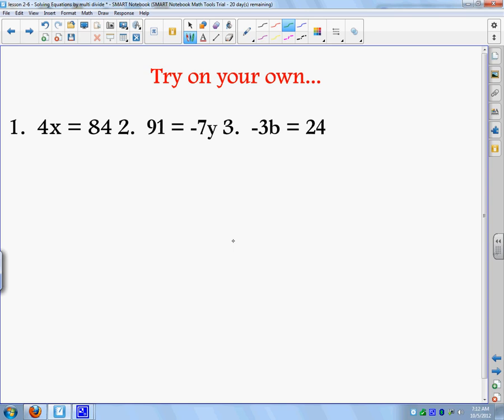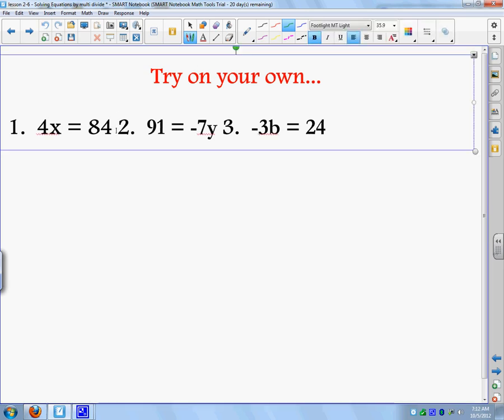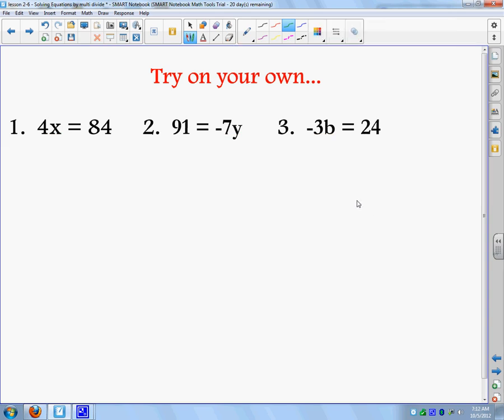So try these on your own. They look a little too close together. Push pause and then we'll go over them. All right, so this is 4x equals 84. Just like in the other video where I drew the line, you can do that also, just to divide the two sides. You divide both sides by 4, so x equals 21.